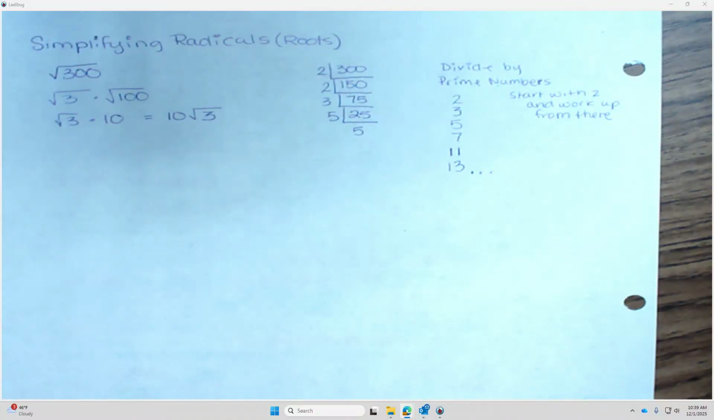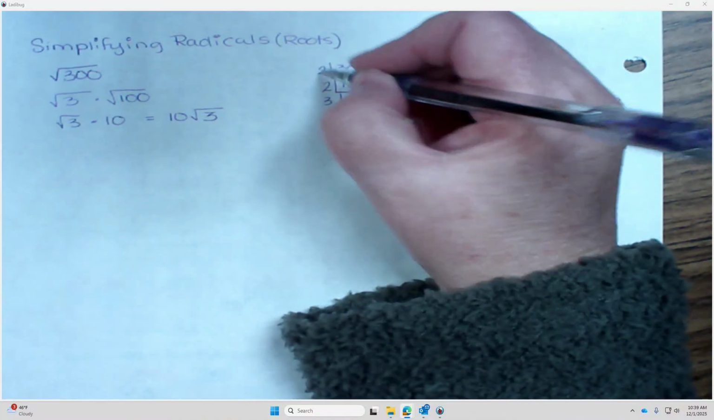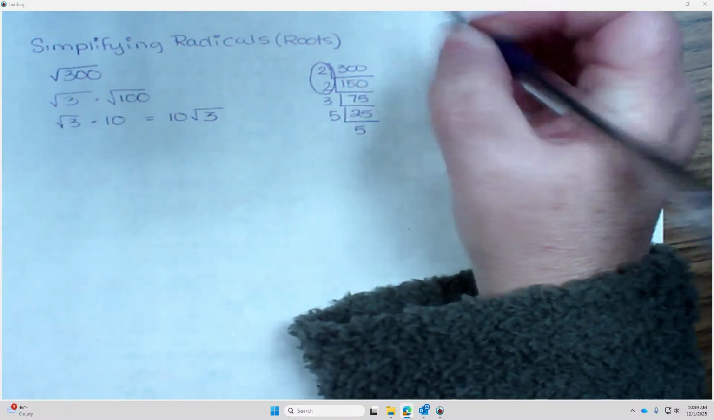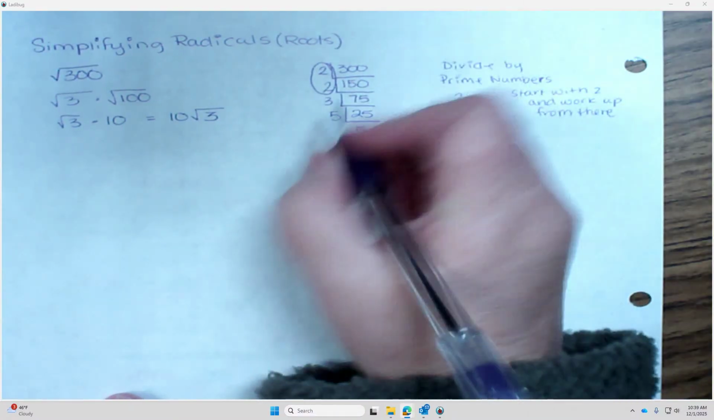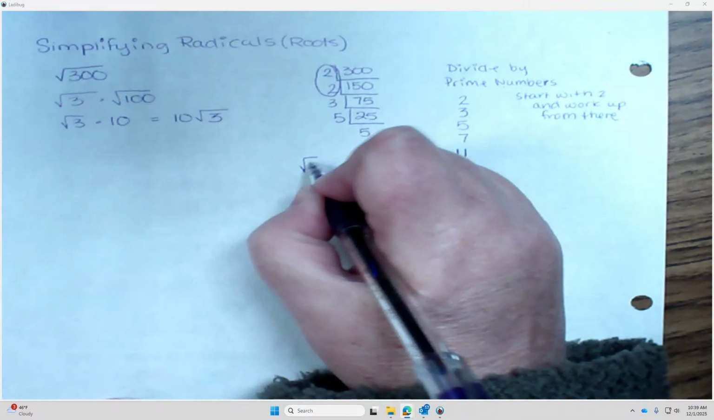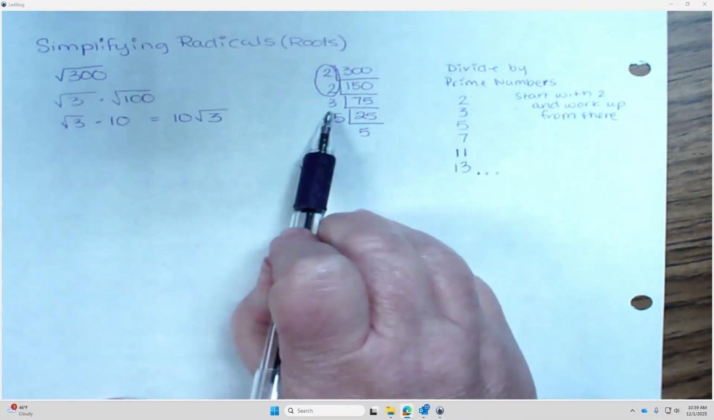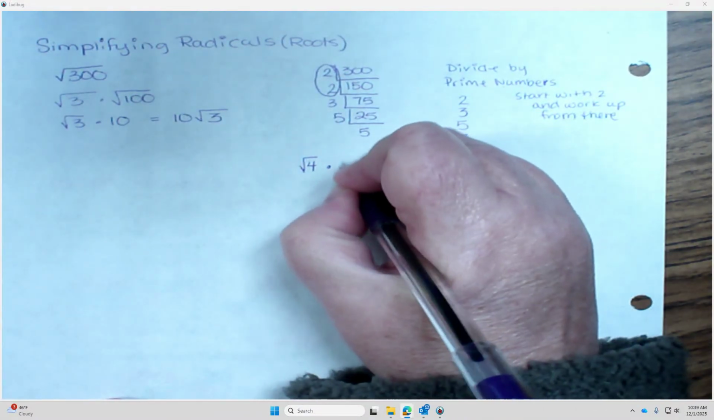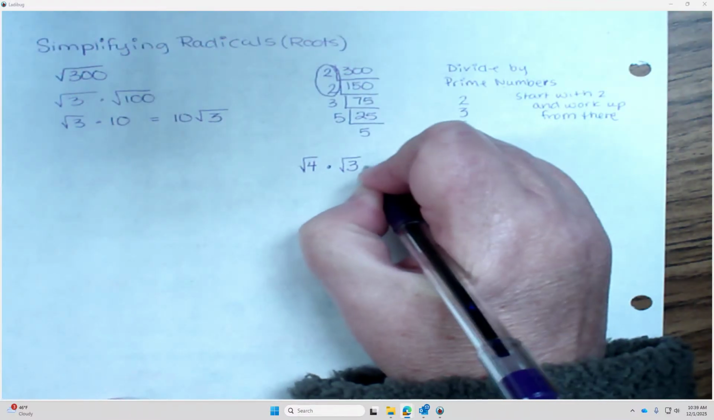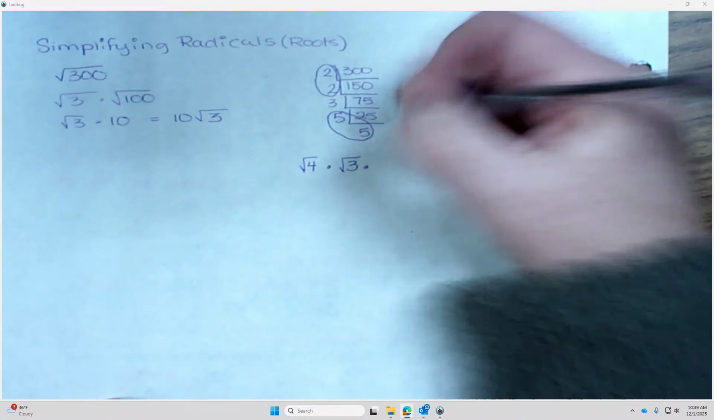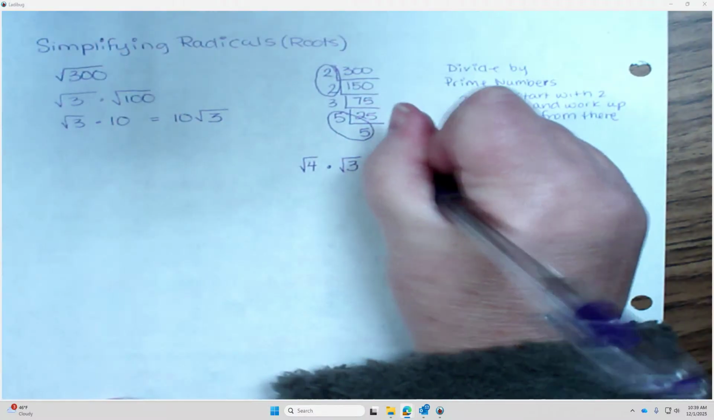Now I want to make some perfect squares so that I can simplify the radicals. So I notice that 2 times 2 is going to give me a perfect square, because that's what a perfect square is. It's just a number multiplied by itself. 2 times 2 is 4, so I end up with the square root of 4 times, I don't have anything to partner the 3 with, so it's just going to stay by itself, times, I've got partners here, 5 and 5. 5 times 5 is 25.